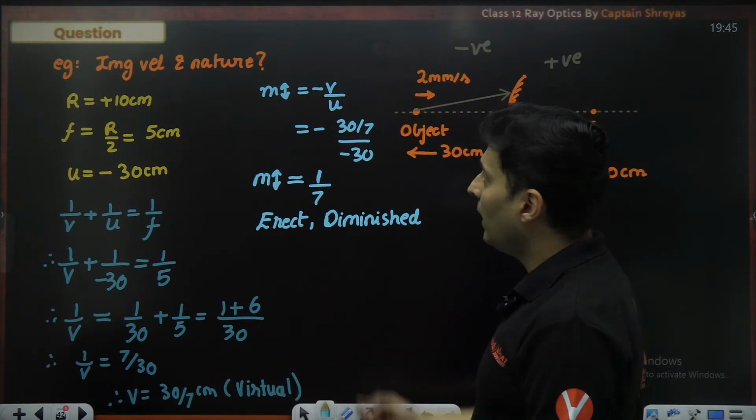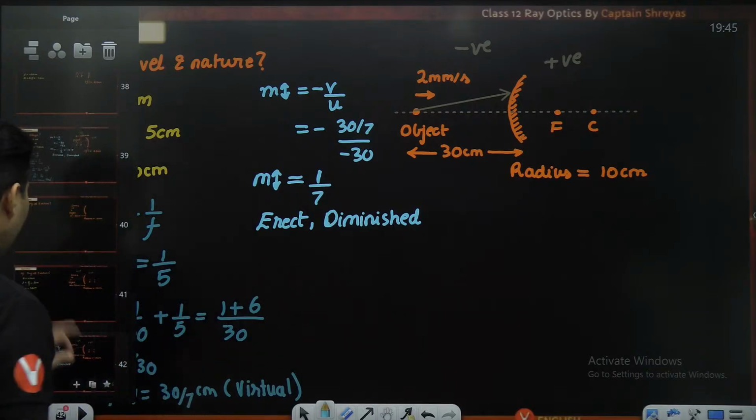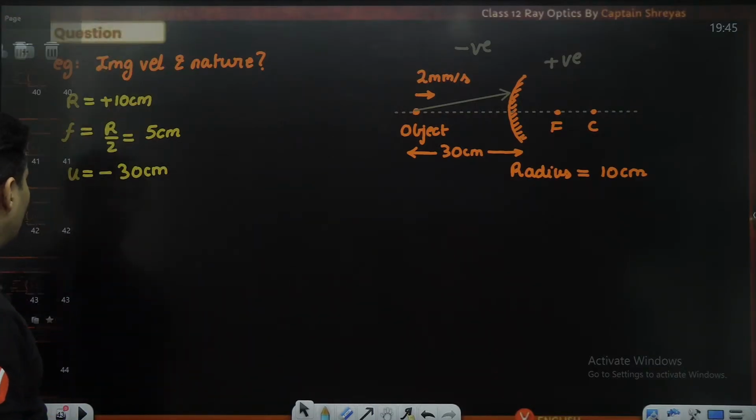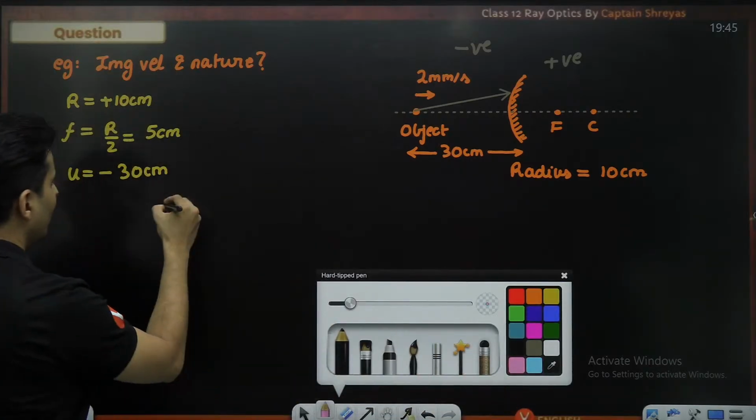Okay. Now, that is not the end story. There is one more part to it. And what is that part? You have to locate what is the image velocity. What is the image velocity? So, for that, we had seen the formula.